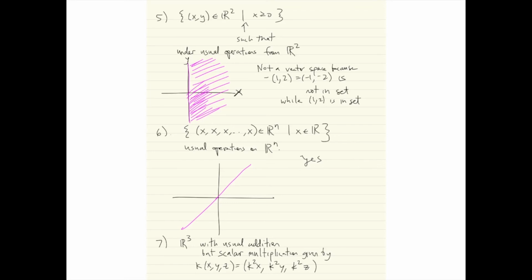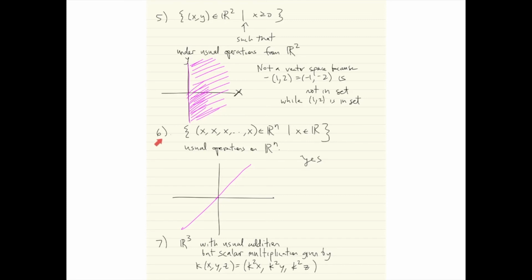One reason is that, kind of from the previous example as well, a scalar like -1, when we multiply this vector (1, 2), gives a vector that's not in the set, so it lands outside the set.